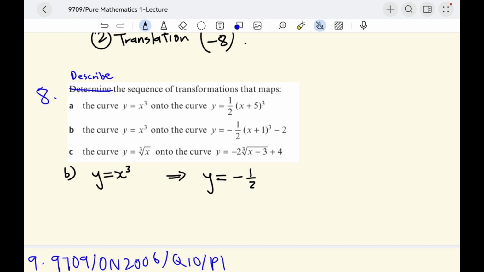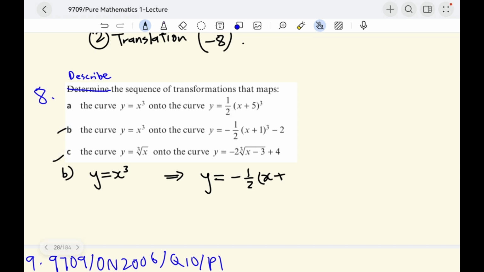So for this question, it involves a sequence of transformations, but it is with the exact function f. It tells you the function f that involves the transformation, just that you need to consider the sequence. For this part B, the order of the transformation is crucial.